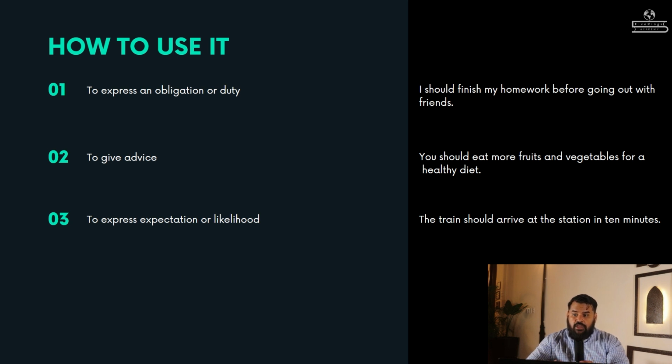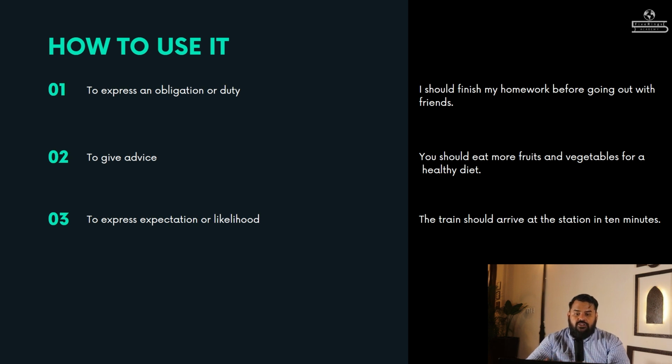It's a moral obligation. Number two, you also use it to give an advice. You should eat more fruits and vegetables for a healthy diet. And one more time, this is not an obligation 100%, but something we strongly recommend you to do. You know that if you do it, good things will happen, but if you don't, you will have a negative effect. So you use it to give an advice. You should eat more fruits. We know it's healthier, right? Deberías de comer más frutas. Es más saludable.